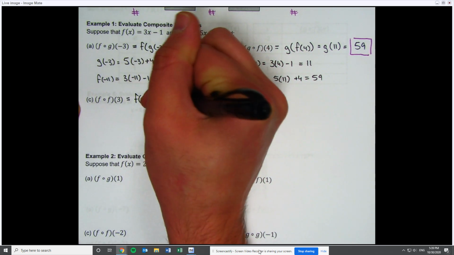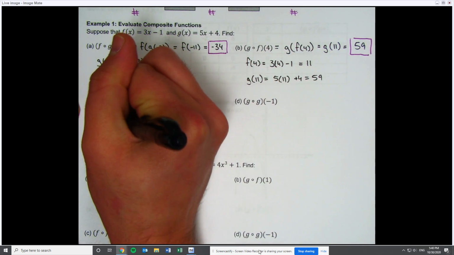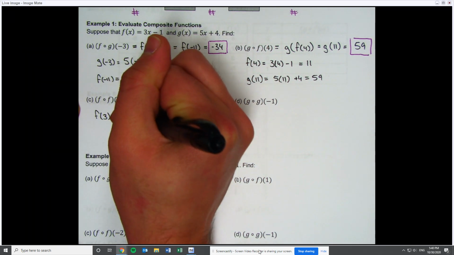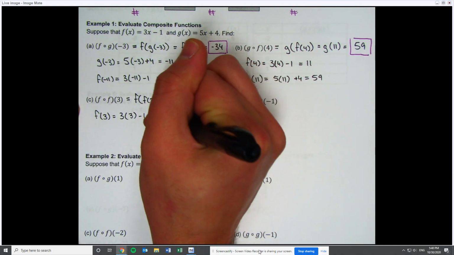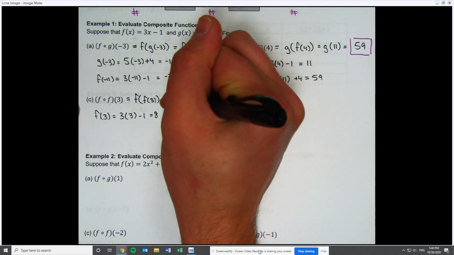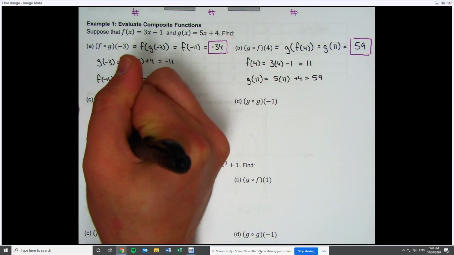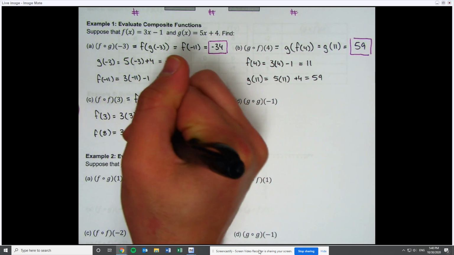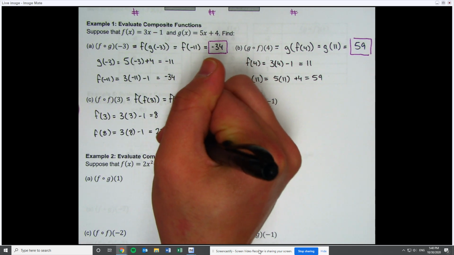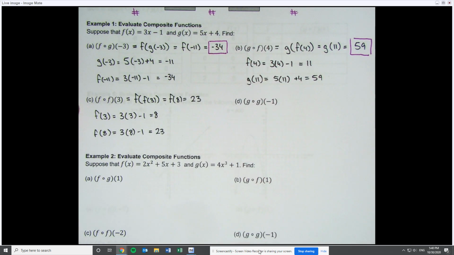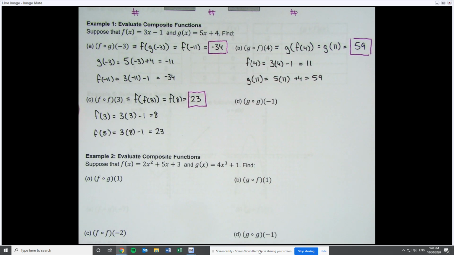So writing this out, I have f of f of 3. So now I start with f of 3. Doing this, I have 3 times 3 minus 1. That winds up giving me 8. Now I know I'm going to be doing f of 8. So f of 8, I have 3 times 8 minus 1. That gives me 23. So my final answer is 23. All done.